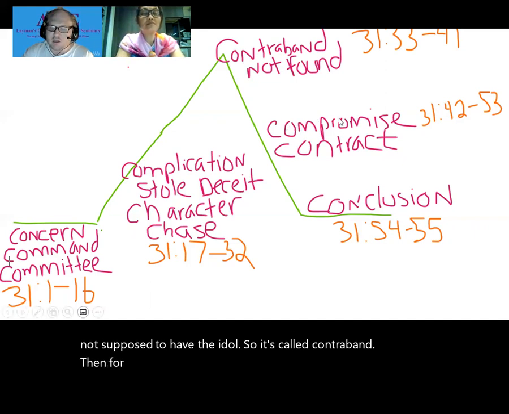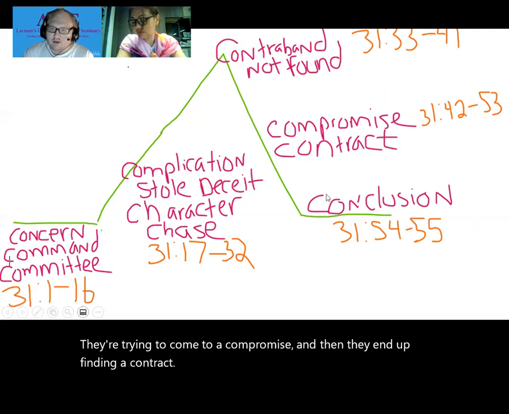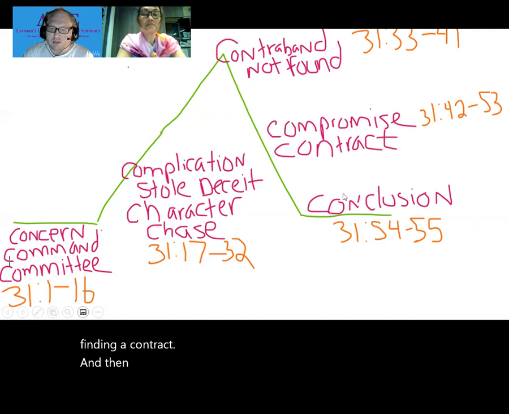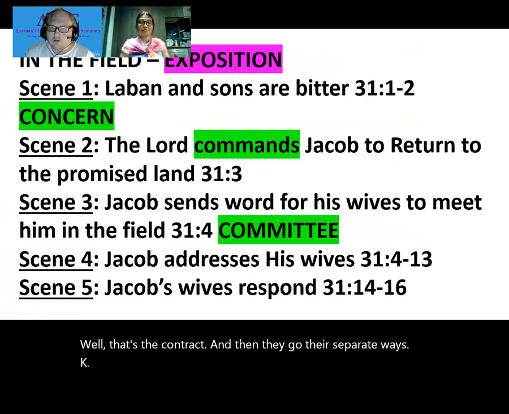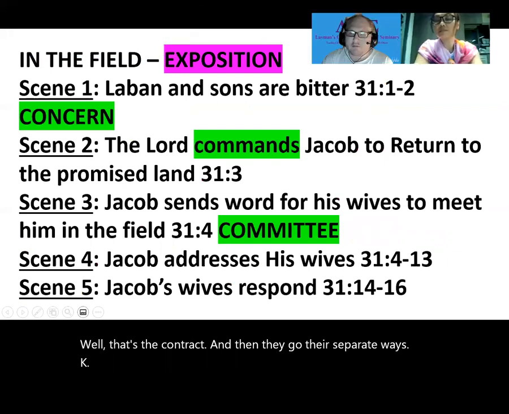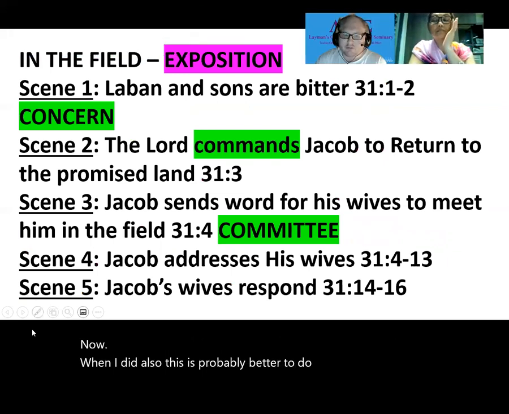Falling action, compromise. Laban and Jacob are trying to come to a compromise, and then they end up finding a contract. And then the conclusion is they formed the covenant already. Well, that's the contract. And then they go their separate ways. Okay.